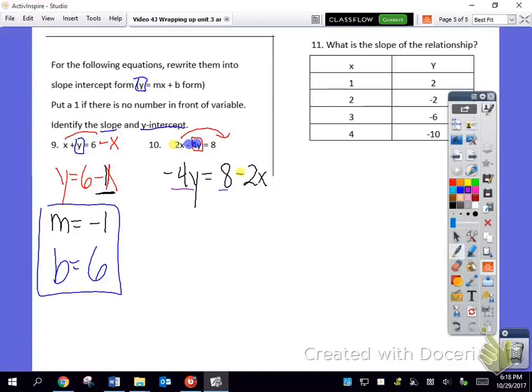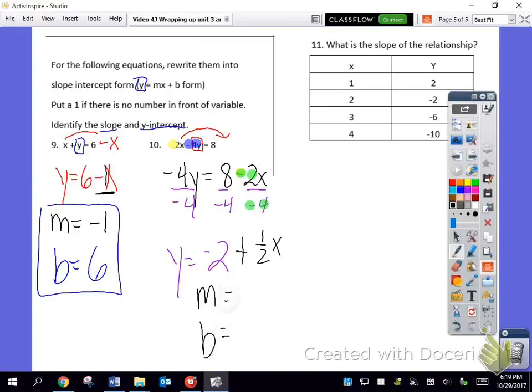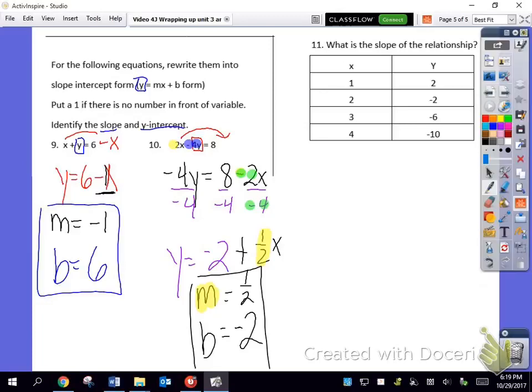And then you have to divide everything by -4. So you've got y equals -2. And then when you divide -2 by -4, you get positive 1/2 x. So remember slope and y-intercept. Slope is always the one that's in front of x, so that is a positive 1/2. And then the y-intercept is the one that doesn't have a variable, which is -2. So there's your answer.